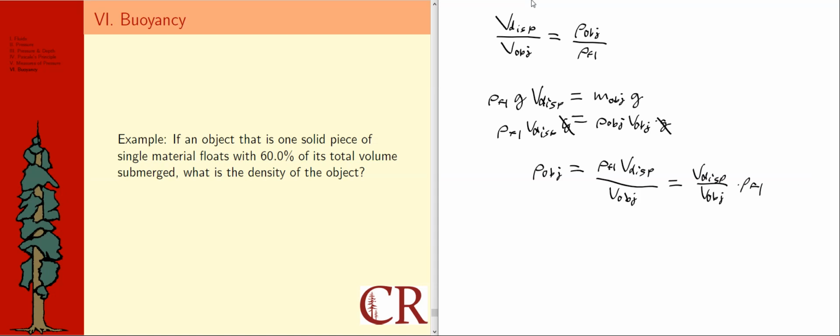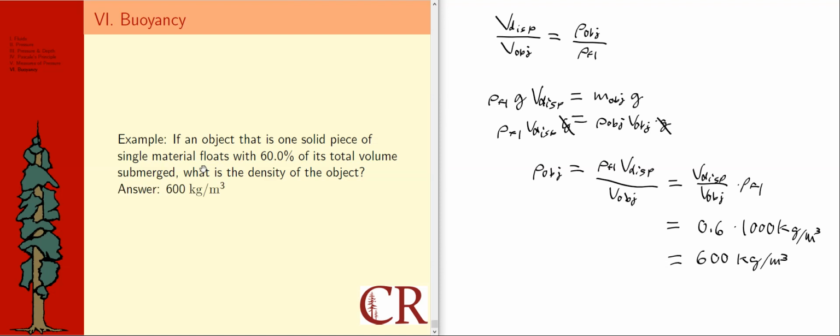This whole ratio, since we're told that 60% of the total volume is submerged, I think it's fair to say that means the ratio of the volume displaced to the object's volume would be equal to 0.6, reflecting that 60%, and then multiply that by the density of water of 1,000 kilograms per meter cubed, and that should give me the density of the object, which will be 600 kilograms per meter cubed. So we can go ahead and check that answer, and it looks like it worked.